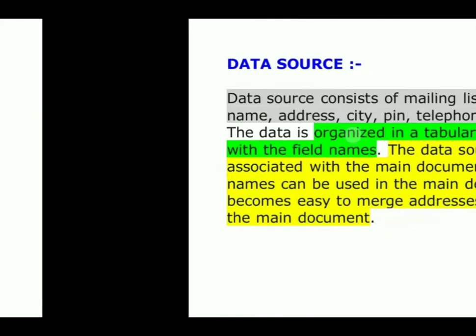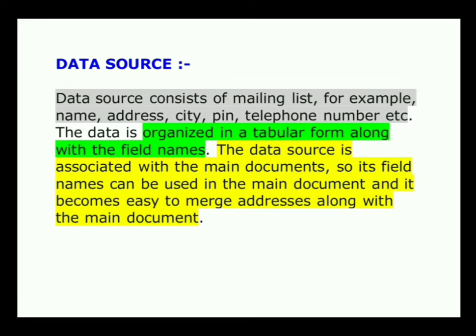Now what is a data source? A data source consists of a mailing list, for example name, address, city, pin, telephone number, etc. This data source is in tabular form, where we can organize the list of recipients, in which different labels of the recipient can be organized. It is organized in tabular form along with the field names. For example, there may be name, address, city, pin, telephone number, etc.